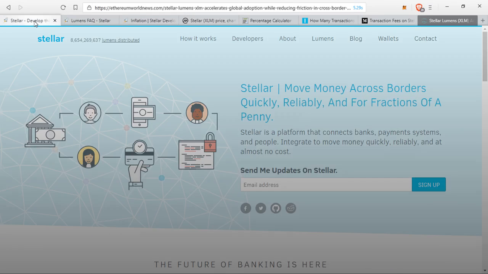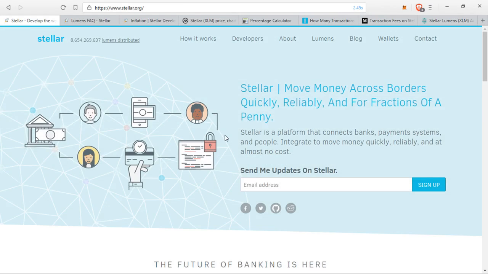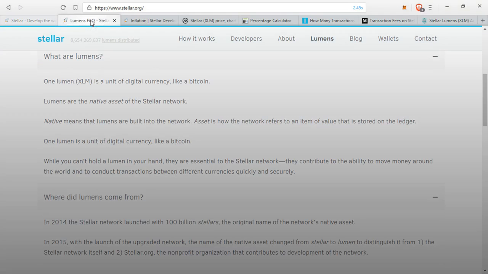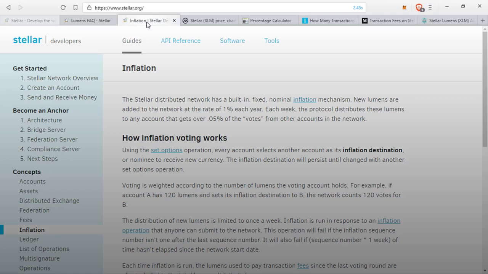Stellar is not a difficult project to really understand. They're more or less trying to become a major payment method when it comes to banks and institutions around the world who are sending funds back and forth. And yeah, I think that is pretty much, at the basic level, what the Stellar Lumens project actually is.